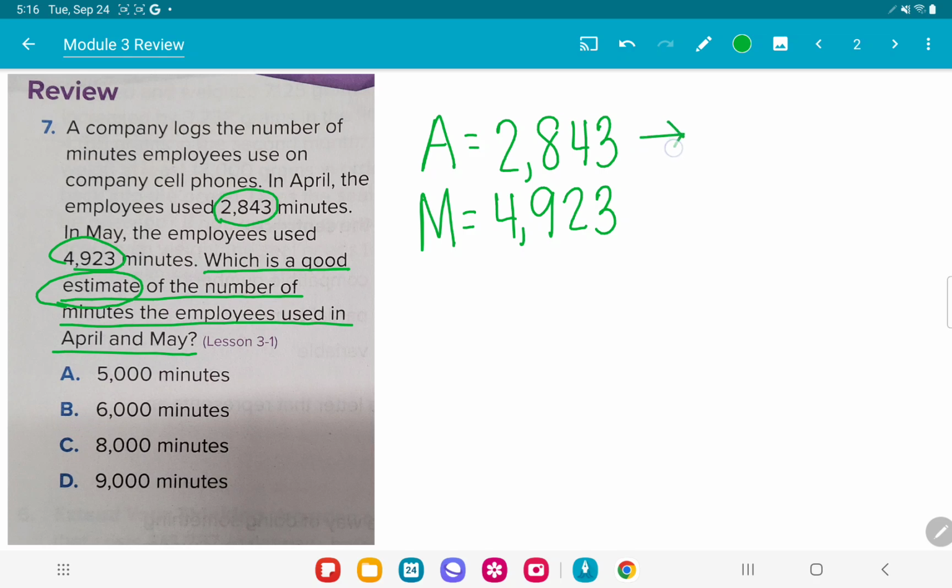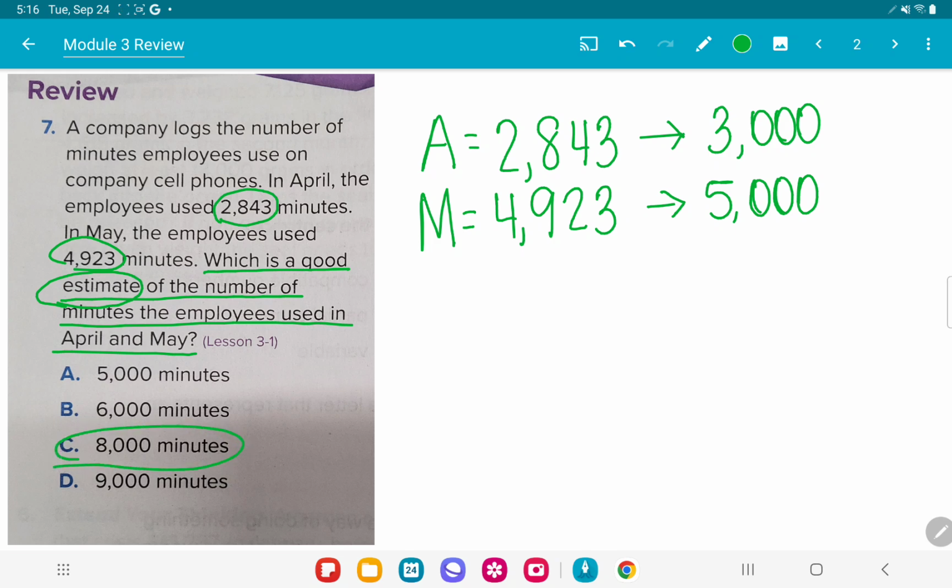So if I look at the number of minutes in April, 2,843 is really close to 3,000 minutes. The total number of minutes from May, 4,923, that's really close to 5,000 minutes. Those numbers are a lot easier to work with in my head, and I can see that the employees of that company used about 8,000 minutes for the months of April and May.